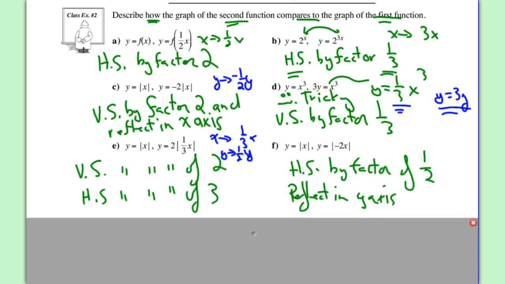And lastly, we can see that x is being replaced with 2x, but you also have x being replaced with the minus x. I could have done it in one statement, but that means there's a horizontal stretch of 1/2, but there's also a reflection in the y-axis as well.